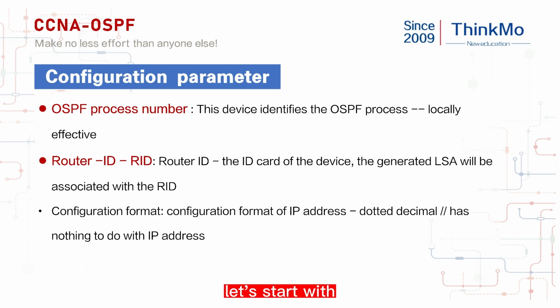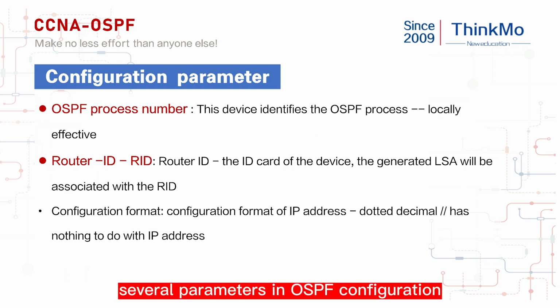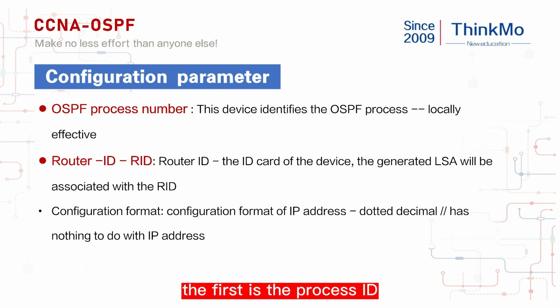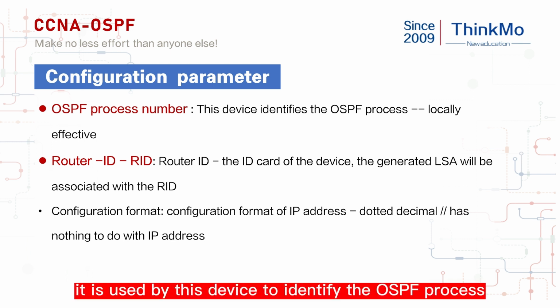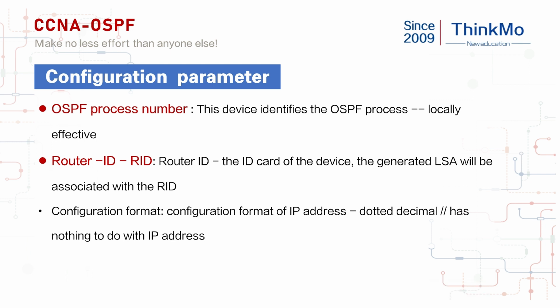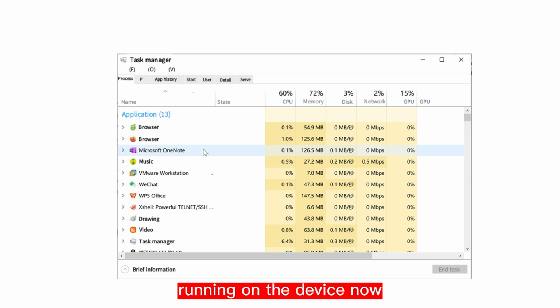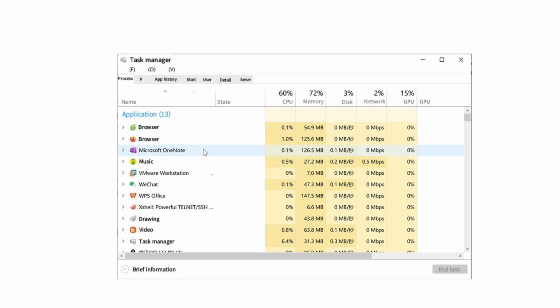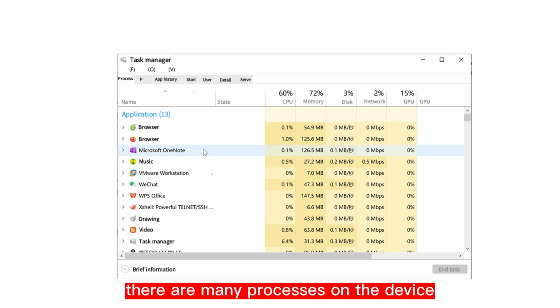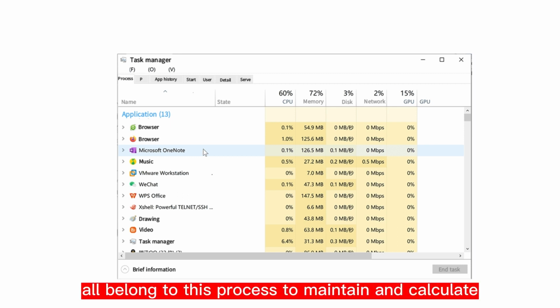Okay. Let's start with several parameters in OSPF configuration. The first is the process ID. OSPF has a process ID. It is used by this device to identify the OSPF process. Suppose there are a lot of processes running on the device now, many apps on the device. Actually, every application is a process. There are many processes on the device, and the data I am generating in the browser all belong to a process that maintains and calculates it.